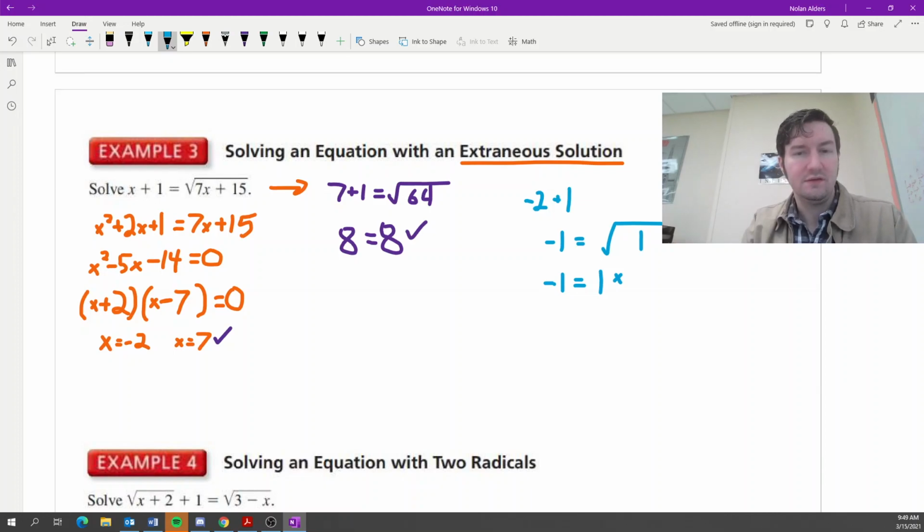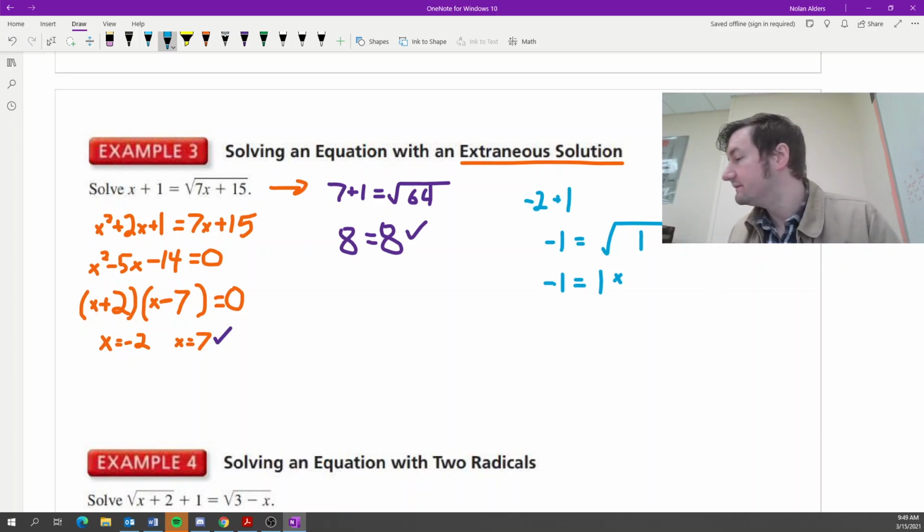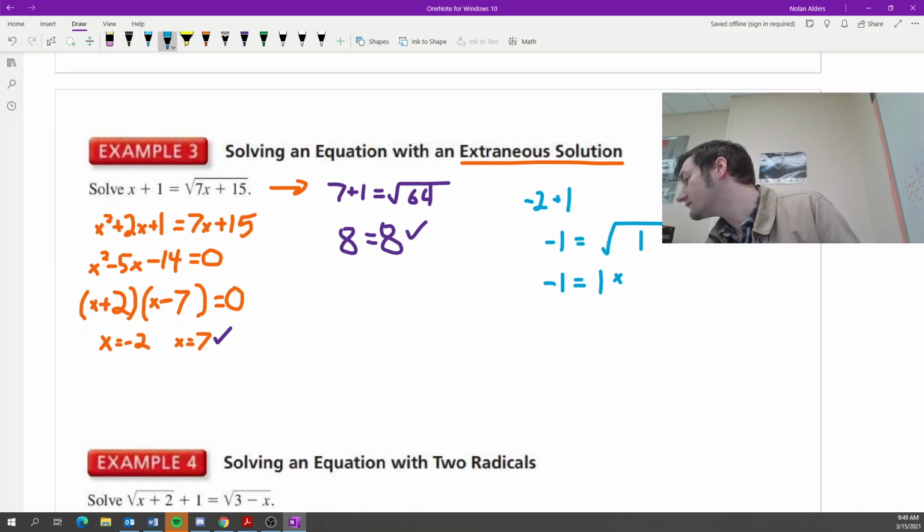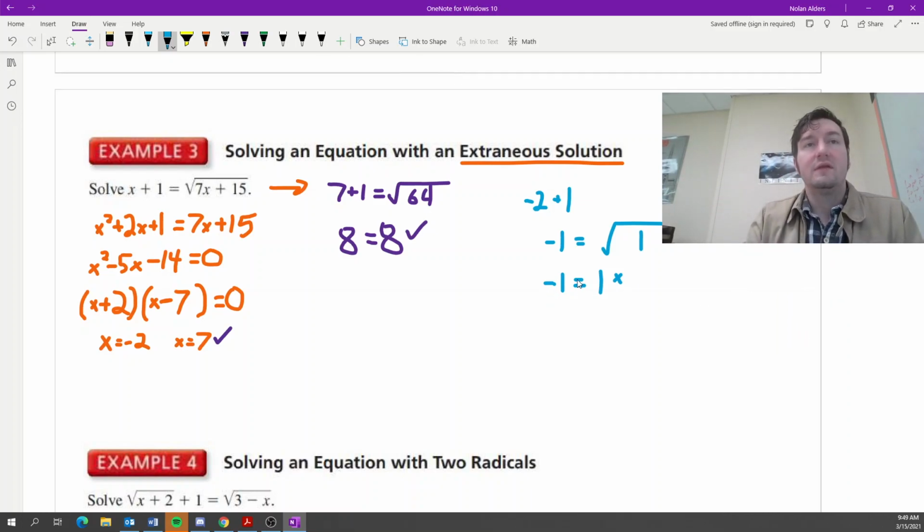All right. So I think that's the idea they're going for here, that this solution doesn't work. Let me make sure that I told you right. Yeah, all right. So -1 does not equal 1. Extraneous solution. So this is the right answer: x equals 7, but x equals -2 does not work. That's not an answer. Here's our only answer right here.